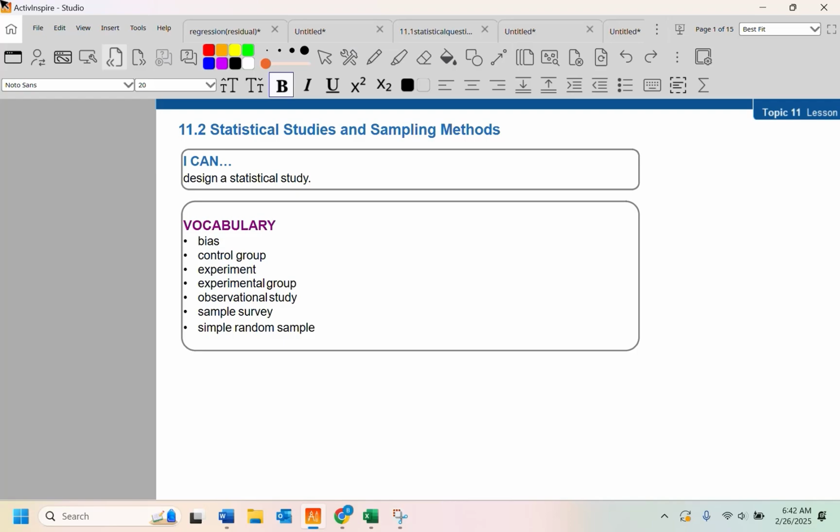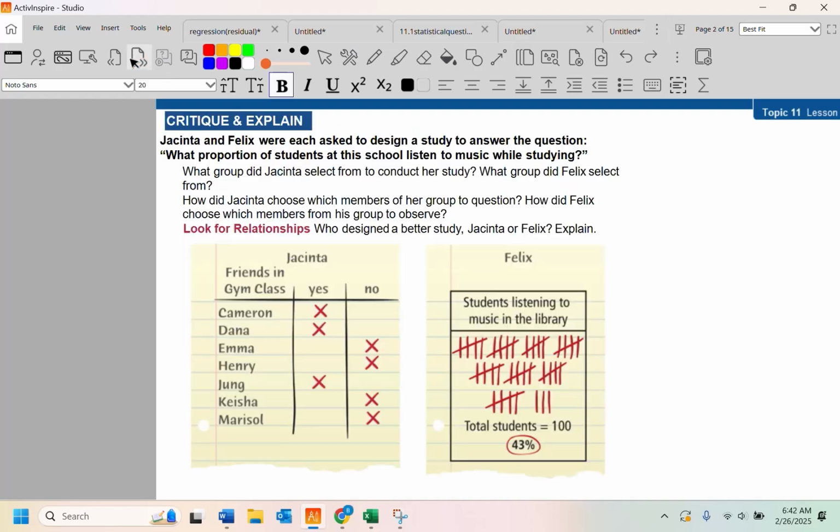All right, so here we have 11.2 statistical studies and sampling methods. These next sections are just basically like vocabulary. They're not hard. They're also not really math as I consider it. What we have here, we have Jacinta and Felix. They were each asked to design and study and answer the question, what portion of students at this school listen to music while studying?